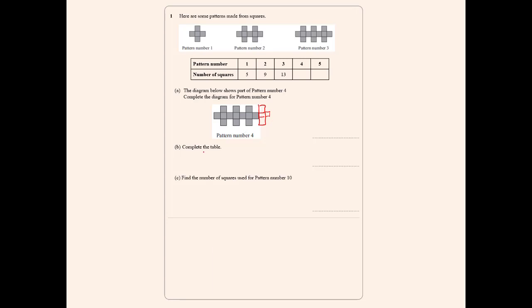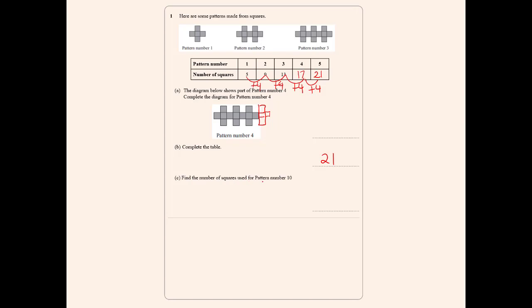And next question, complete the table. So we first of all have a look at what it is going up or down by. The number of squares is going up by 4, so we're adding 4 every time. So we're going to add 4 to 13. 13 add 4 is 17, 17 add 4 is 21. So the answer is 21 for part B.